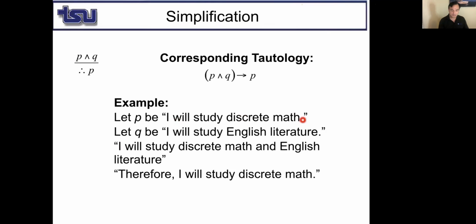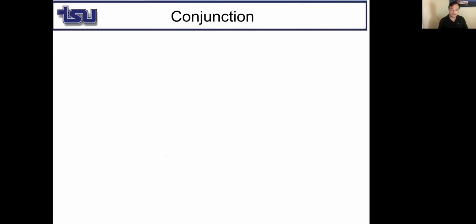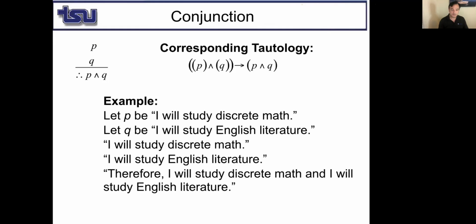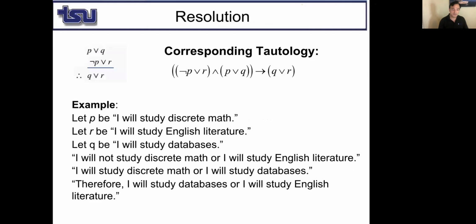I will study discrete math, I will study English literature, this is P and Q. Here, I will study discrete math and English literature. If this is true, that means I will study discrete math is true and I will study English literature is also true. Conjunction, if P is true, Q is true, P and Q must be true, okay? I will study discrete math is true, I will study English literature is true. That means I will study discrete math and I will study English literature must be true.